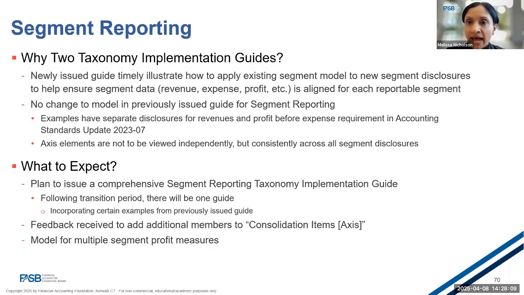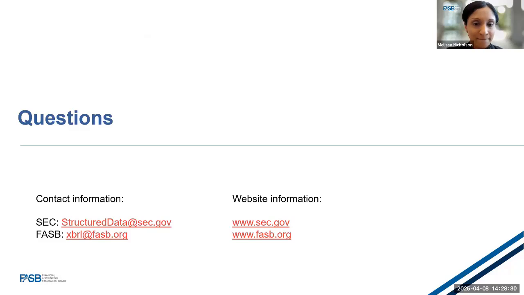We have received feedback to add additional members to the consolidation items axis, which we plan to include in the 2026 taxonomy. And we also hope to reach a consensus on the model for tagging multiple segment profit measures. And with that, I believe I just turn it back to Vicki. Thank you.